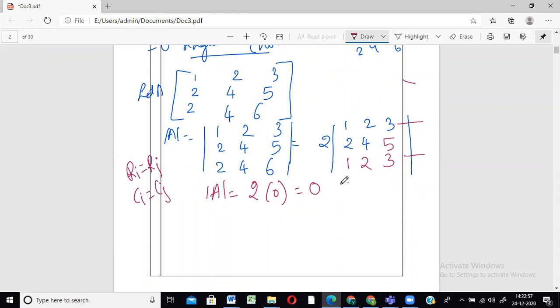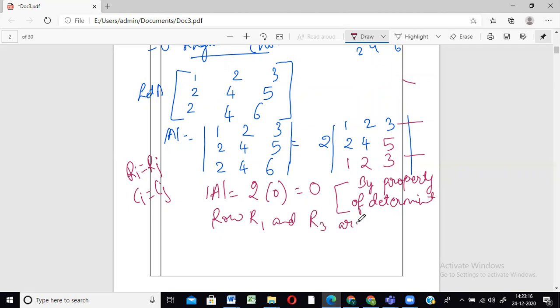Yes. Then you should always write the reason. That's by property of determinant. What is the property? The property is that the first row R1 and R3 are identical. So that is why the determinant A is equal to 0. So we know that its inverse will not exist. So it is not invertible and it is singular.